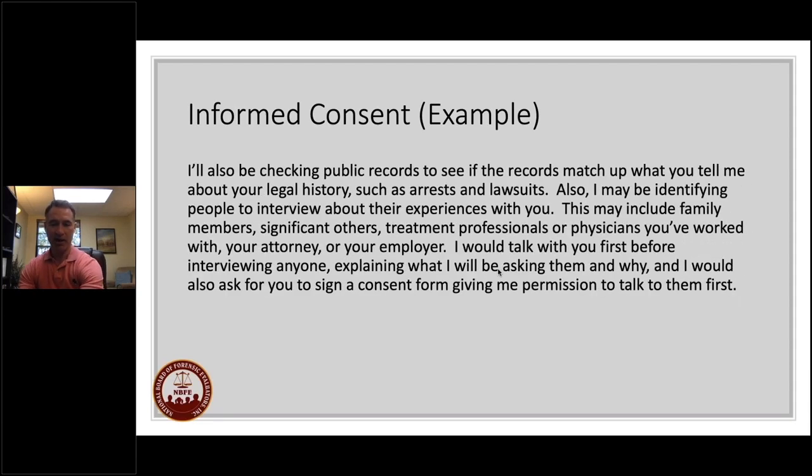I also talked to them about how I will be checking public records to confirm their self-report about their legal history. Very frequently, clients underreport their legal history when they complete the biopsychosocial questionnaire that I have them complete in the office before I even meet with them. So I make sure they know that I'll be checking records, and then I ask them later on if they think anything will show up in my search that they haven't already discussed with me.